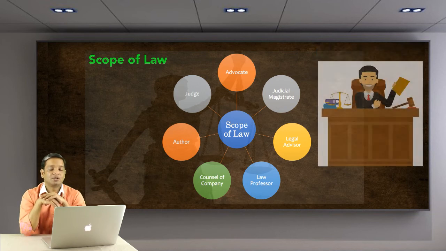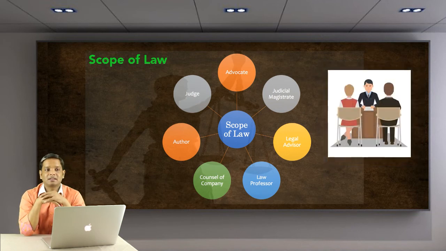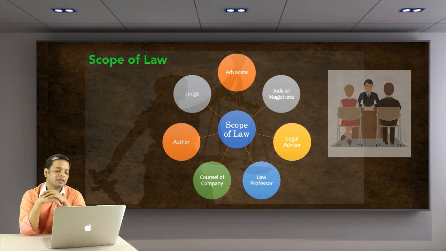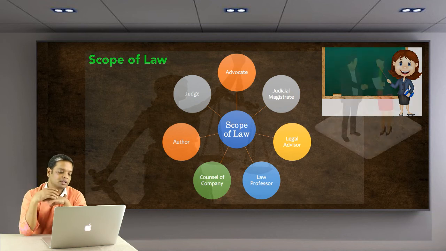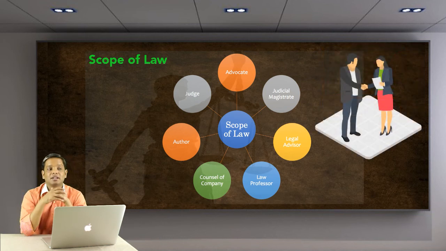The second one is judicial magistrate in the judicial system. The third one is legal advisor. You can remain an independent practitioner, means you can work as an independent person and can advise other people and take charges for that. That is legal advising kind of thing. Next one is law professor, so you can enter the teaching field. Next one is counsel of company, firm, so legal advisor of any company or firm, you can join like that.